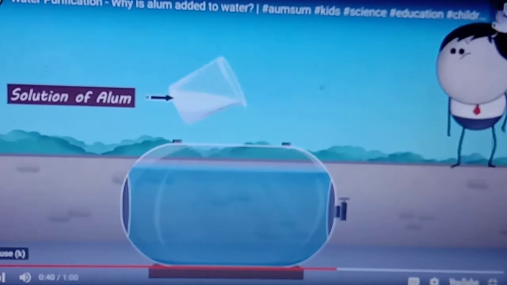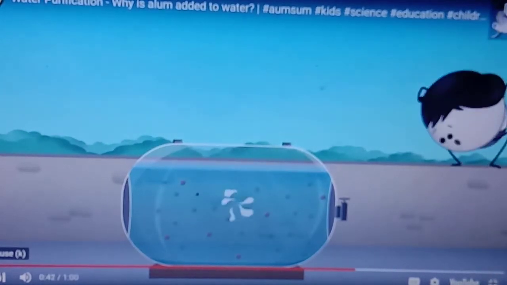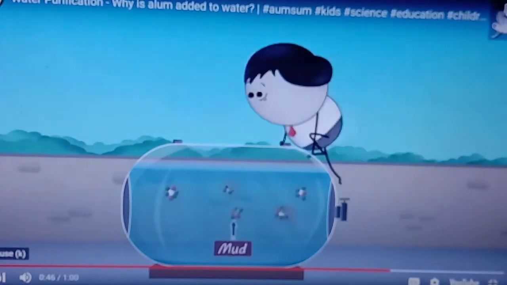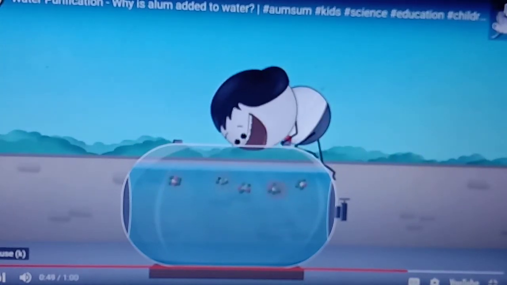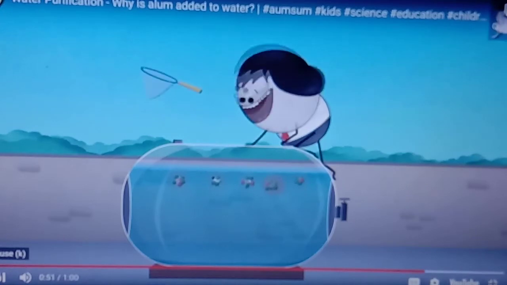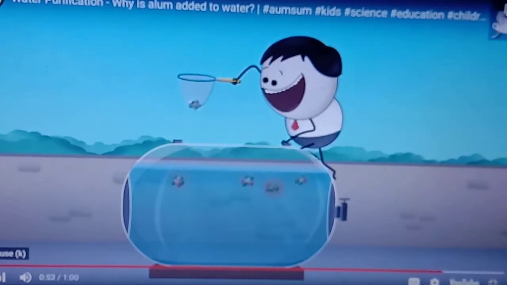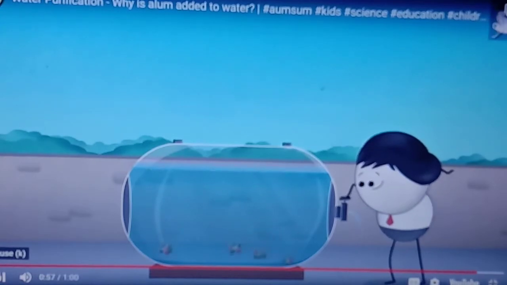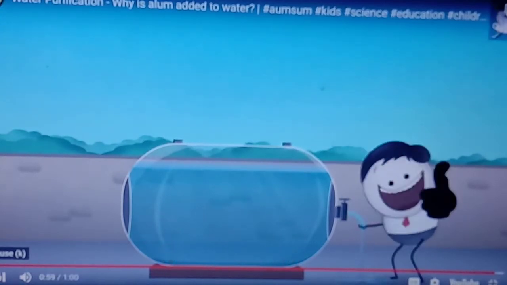When a solution of alum is added to impure water, it attracts and binds with contaminants and fine suspended particles of mud, dirt, etc. to form large particles. Being large, these particles can be removed by filtration, or when they settle down due to gravity, they can be removed through decantation, giving us pure water.